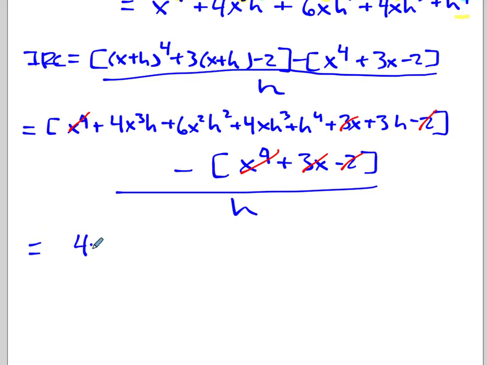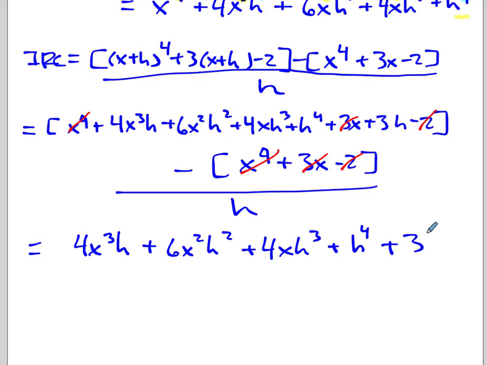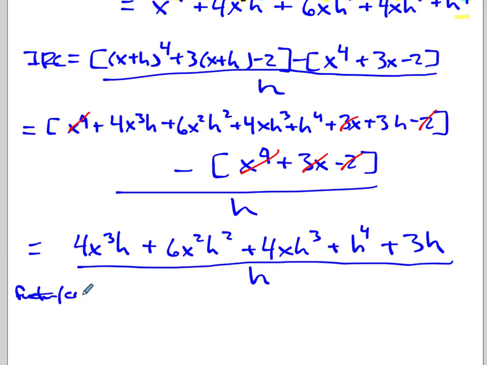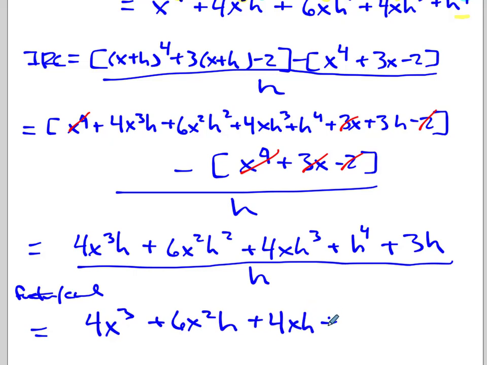If we go through now, we have 4x cubed h plus 6x squared h squared plus 4x h cubed. And again, I'm checking exponents as I go here. I'm looking for h's. And I look for like terms. I don't see any. All of this is over h. But every single term has an h. That's good. So I'm going to factor and cancel. And so I end up with a new expression of 4x cubed, 6x squared h plus 4xh plus h cubed plus 3.